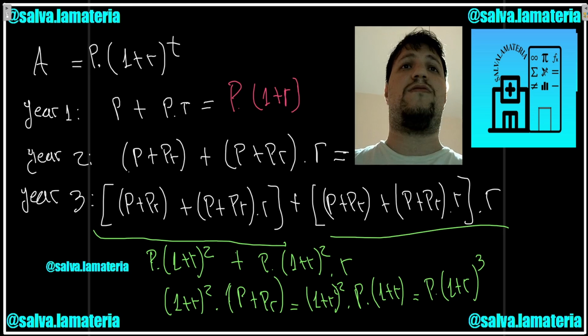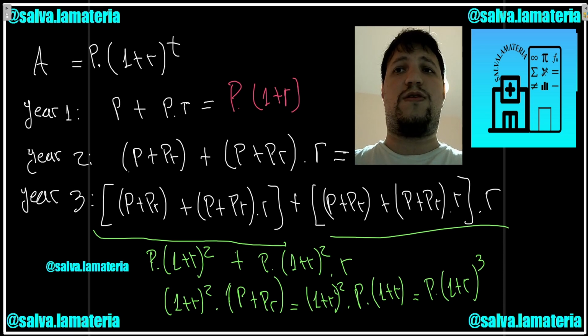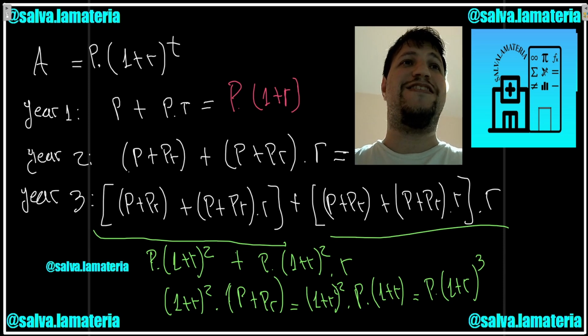I can do this with several years, several values, and I'm going to get exactly the same result always. So with these simple calculations, I prove in some way that the formula of compound interest is P times 1 plus R to the power of T.